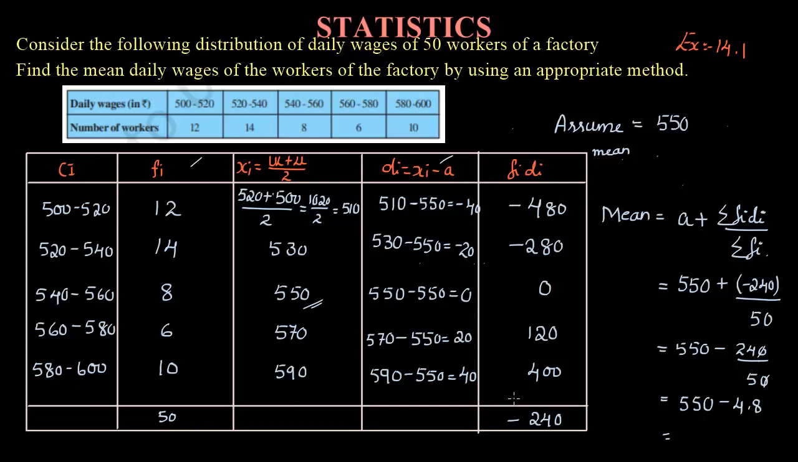Right? So how much you will be getting? You will be getting 545.2. So this is the mean you got by using the assumed mean method. If you are using the direct method also, you will be getting the same answer. So you can stick to any of these, or if you want to try all these methods, that also you can do. That's it for today's class.